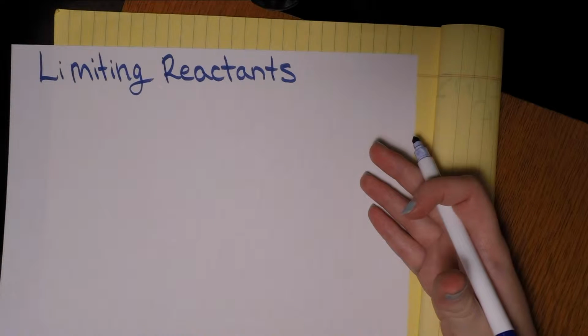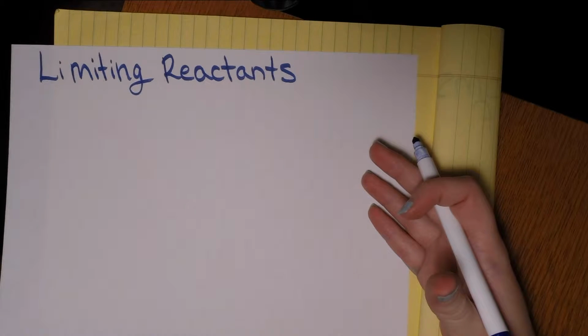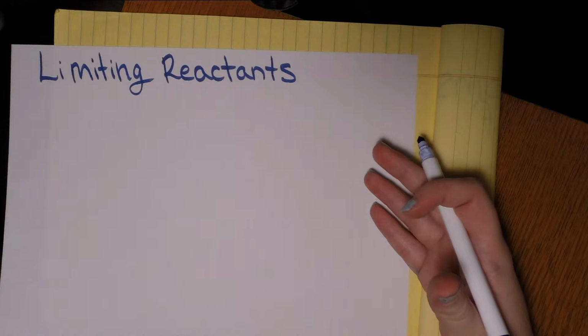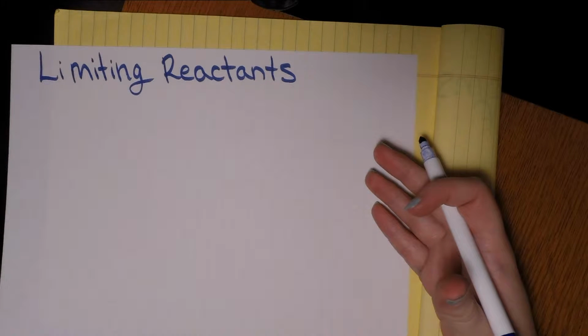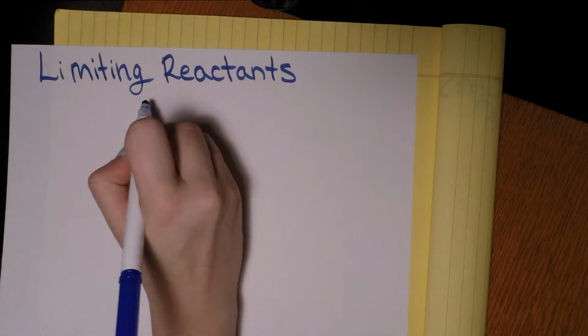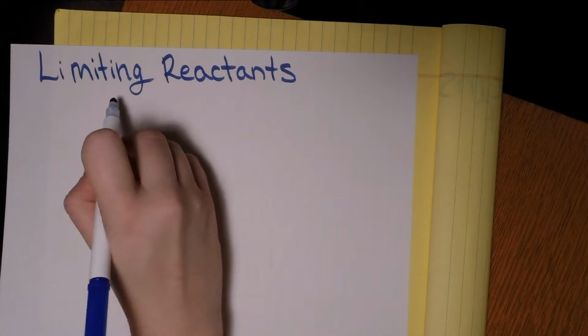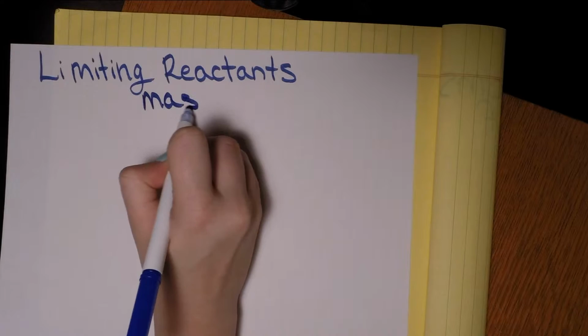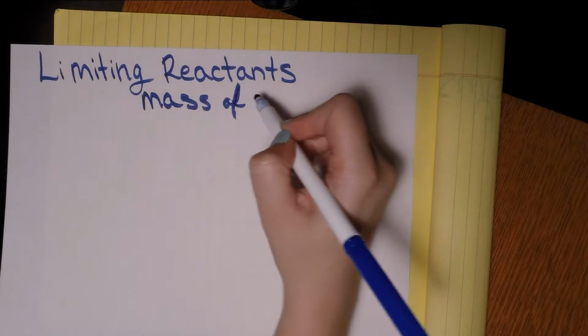For right now, if you're doing limiting reactants, this should get you through the process, and then you should come back to that video to understand why you're doing these steps. We're going to start assuming that we've been given mass of the reactants.